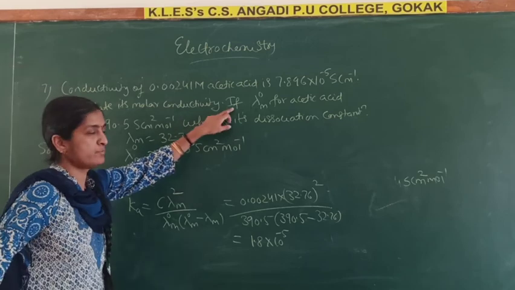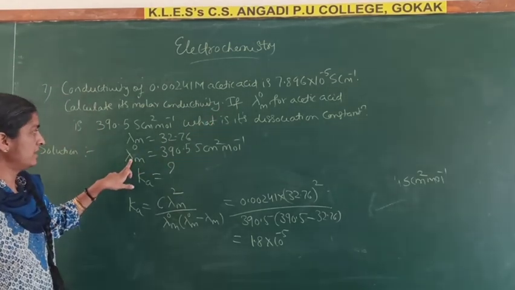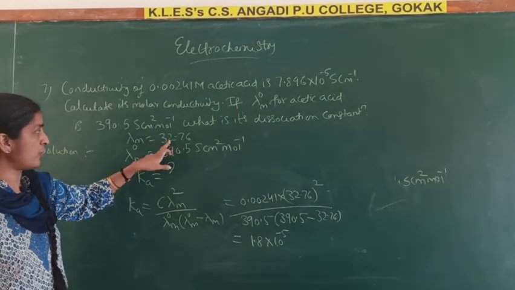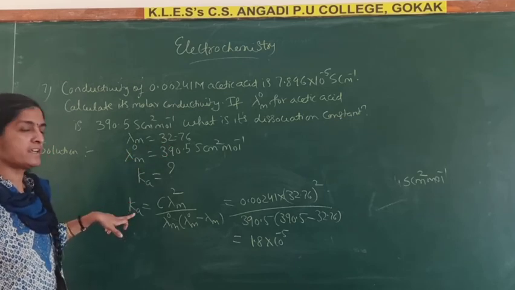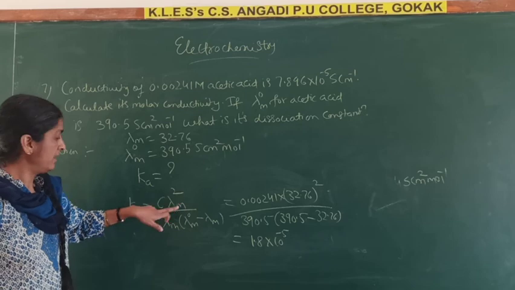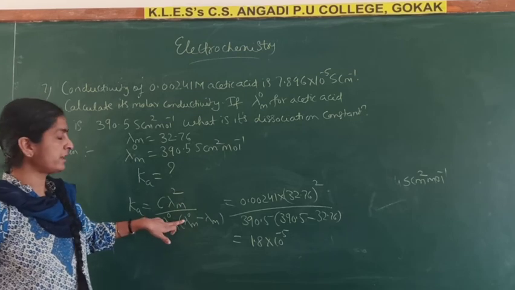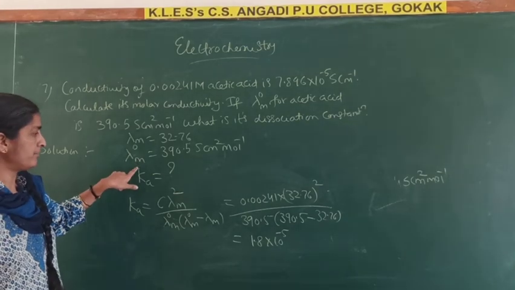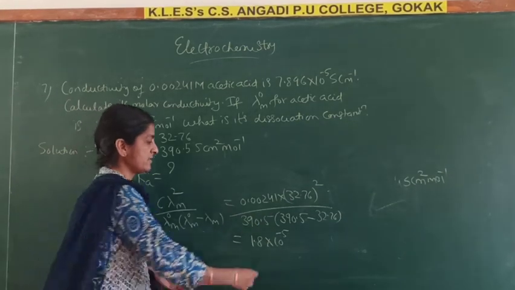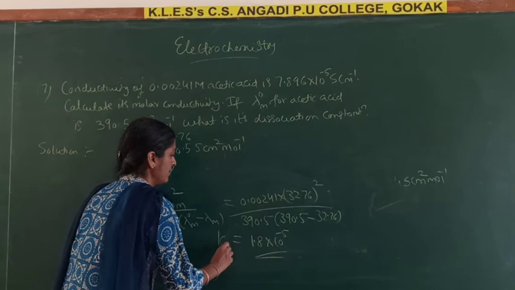Look here, the next part. Lambda naught m you are given. Lambda m you have already found out. Okay, so here using the formula for dissociation constant, K is equal to C into lambda m square divided by lambda naught m into lambda naught m minus lambda m. You know lambda m, you know lambda naught m. Substitute the values, you get the answer. So that is the dissociation constant.